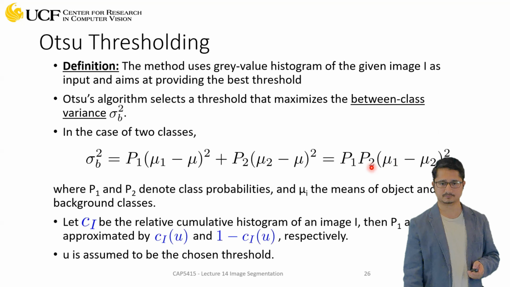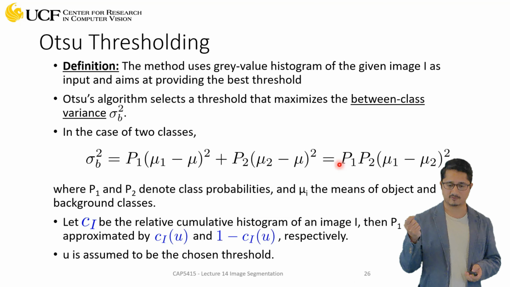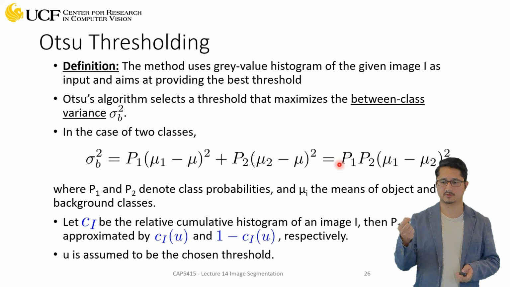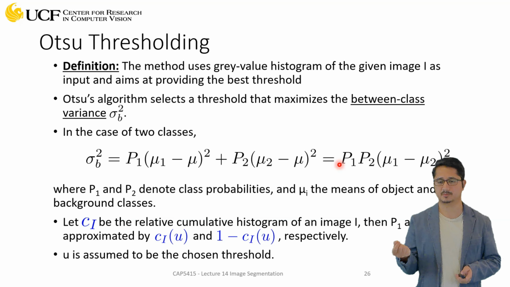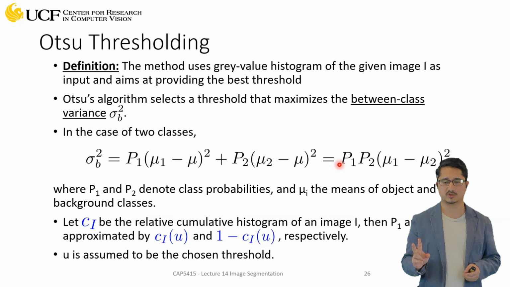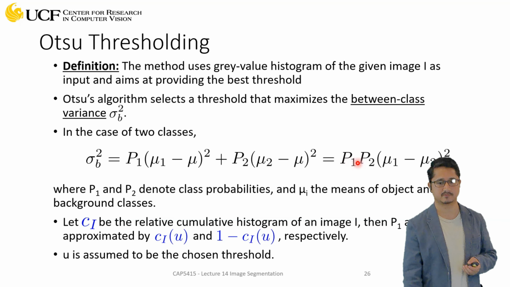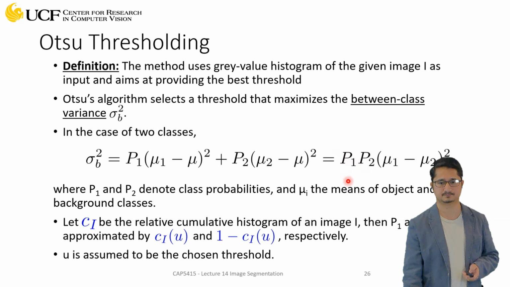Okay, and this is also interesting, because in one image, if P1 is the probability of your foreground pixels, then the probability of the background pixels is automatically going to be 1 minus P1. Because you just have two classes, and you know that the sum of probabilities is always 1. So you don't have to compute P1 and P2 separately. Just compute P1 and you will get P2. We'll talk about how you can compute P1.